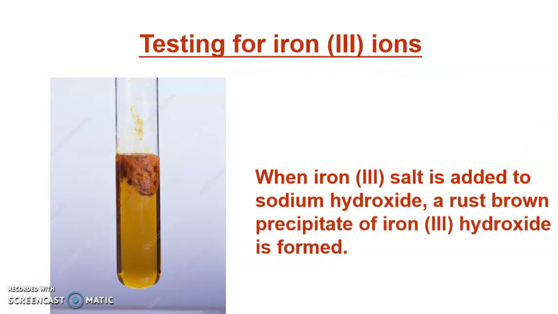Testing for iron 3 ions. When iron 3 salt is added to sodium hydroxide, a rust brown precipitate of iron 3 hydroxide is formed. It is insoluble in excess sodium hydroxide.